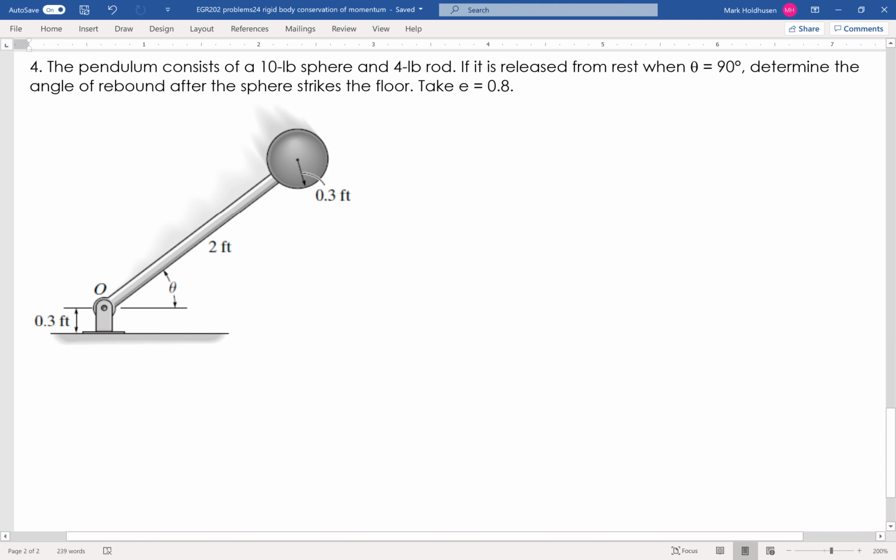Okay, so I've got this pendulum here. It's a 10-pound sphere, 4-pound rod, released vertically. Hey, this thing is going to go down, smash into the floor with a coefficient of restitution of 0.8. How far does it bounce back up?